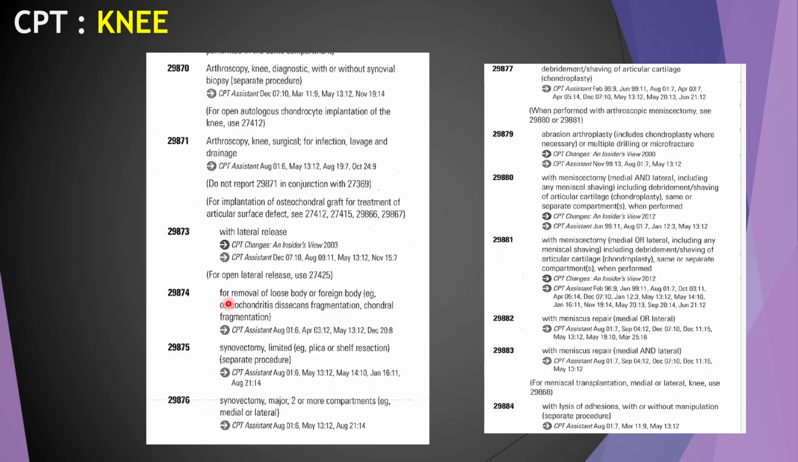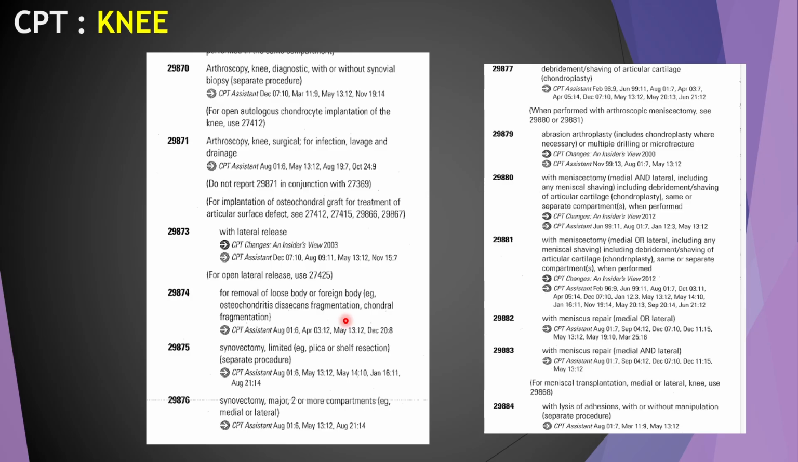So in 29874, what is here? The arthroscopic knee surgical for the removal of the loose body or foreign body, example osteochondritis dissecans, chondral fragmentation. So what is the meaning of that? It means the surgeon will use a small arthroscope camera inside the knee and removes the small broken pieces like cartilaginous fragments, bone fragments, meniscus pieces and foreign material.